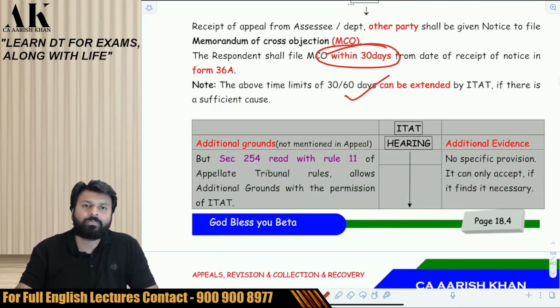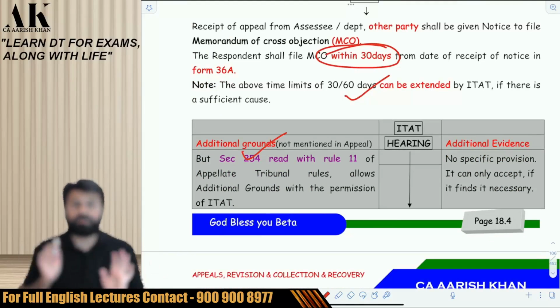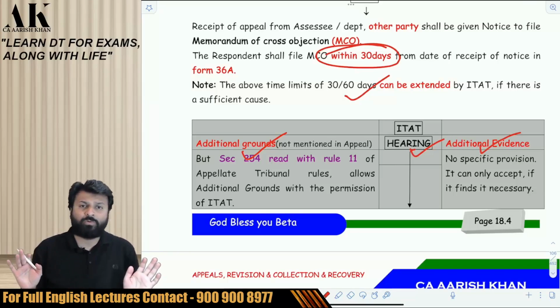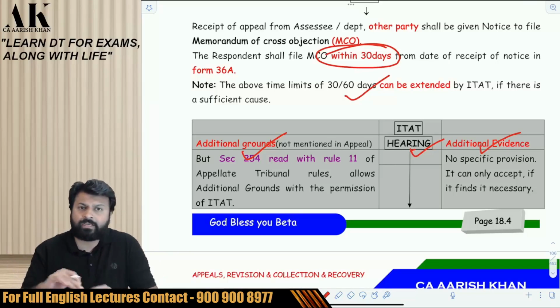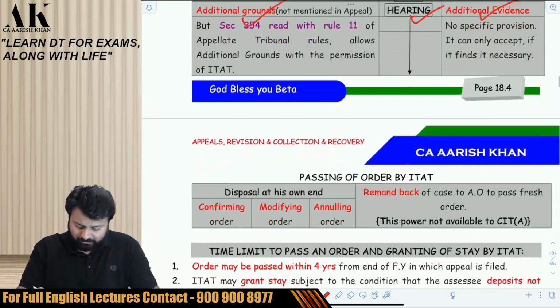It can be extended. Now, during the hearing, can tribunal accept additional grounds? Yes, it may accept. During the hearing, can tribunal accept additional evidence? There is no specific provision over here, but it may accept. Just like CIT appeal, it may accept additional grounds and additional evidences also. Okay.